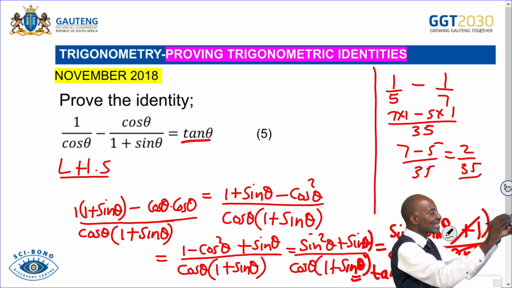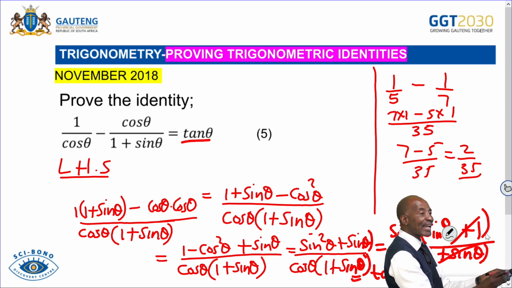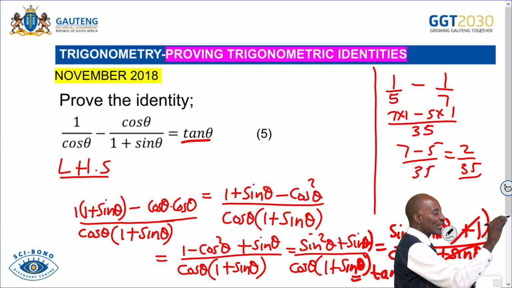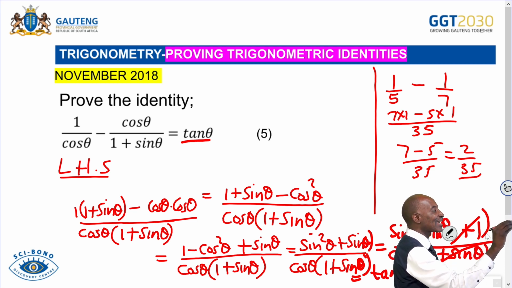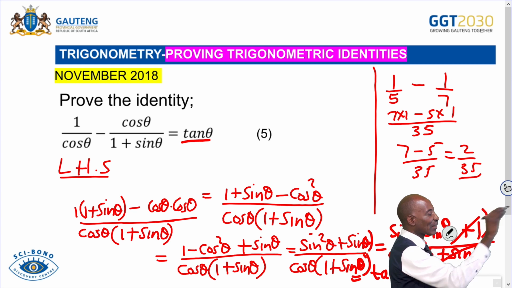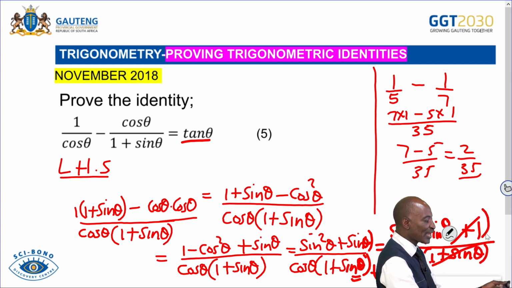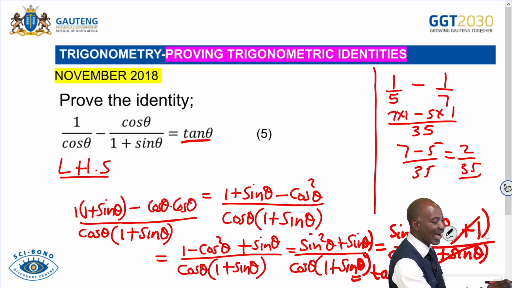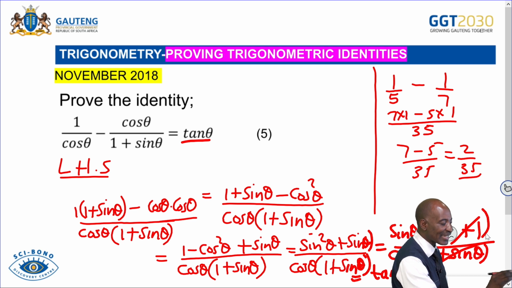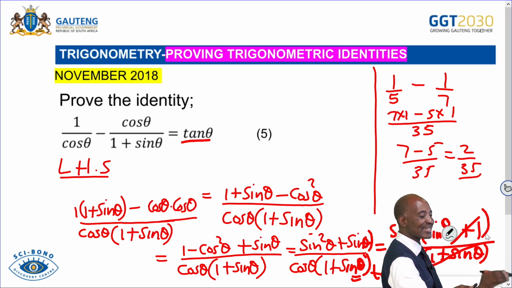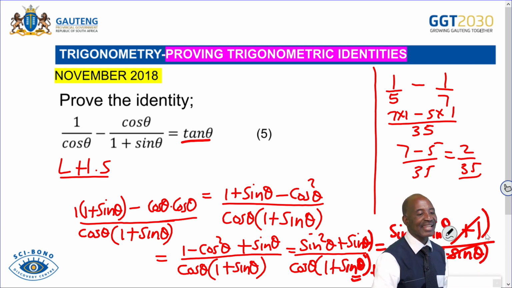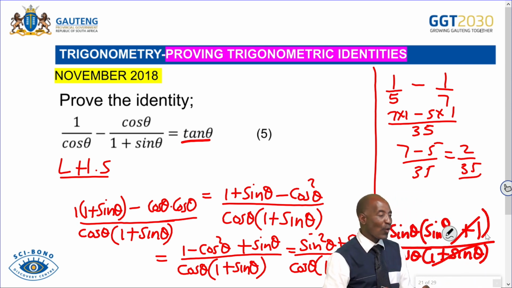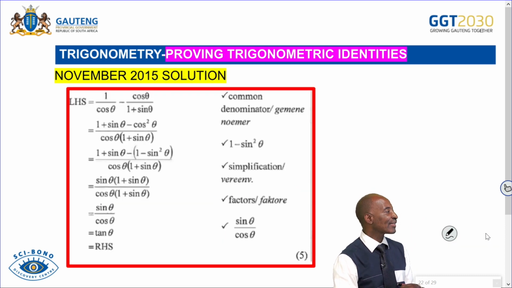We first of all treated this as a single fraction by finding the common denominator. Then from there, we found our numerator through saying 1 plus sine theta times 1 minus cos theta times cos theta. Then along the way, we formed our special square identity, 1 minus cos squared theta plus sine theta. This actually is sine squared theta plus sine theta. Then we realize that sine theta is a common factor. We factor it out, then some parts divide and go. Then we'll be left with our tan theta.